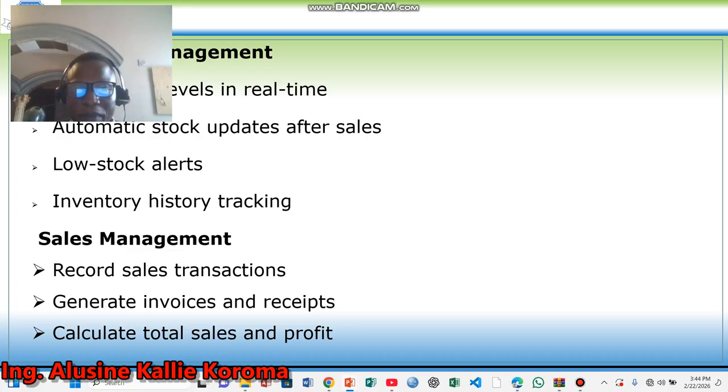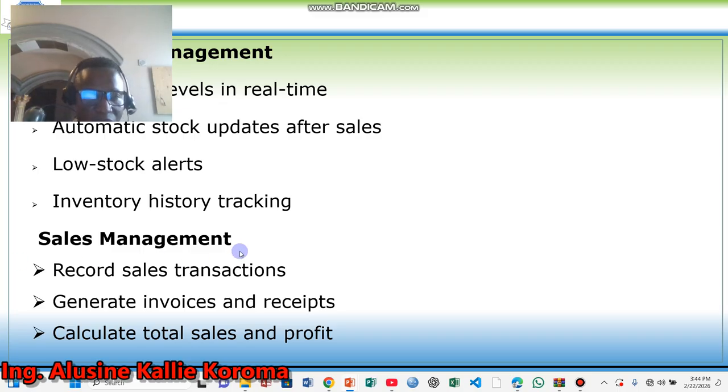Then inventory management, so track stock levels, automatic record after sales, and low stock alert. For example, if I have 100 computers, at the end of the day I enter the 100 computers, but after selling them, it remains 5 computers. So the system will alert me that you have a low stock level of some products. Also inventory history tracking, that is the sales and also the purchases made per day.